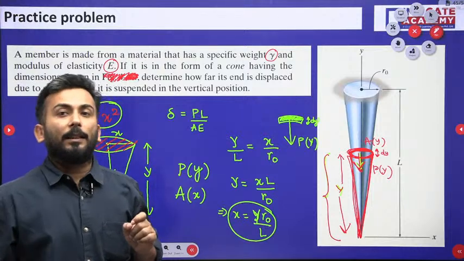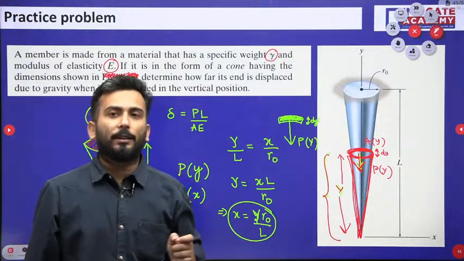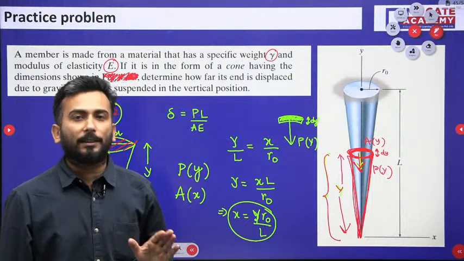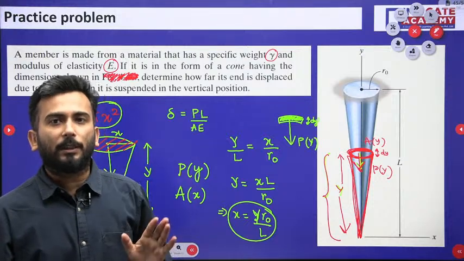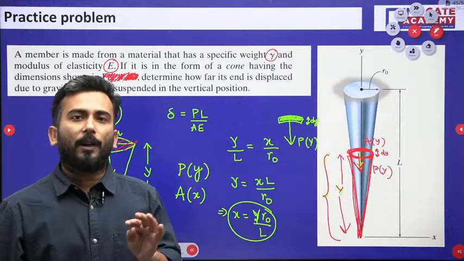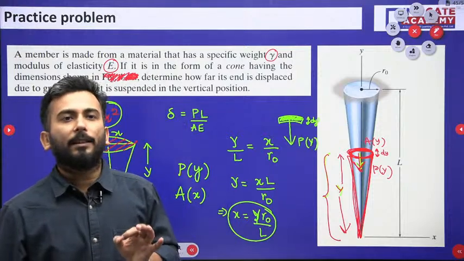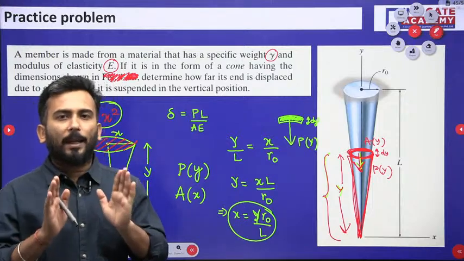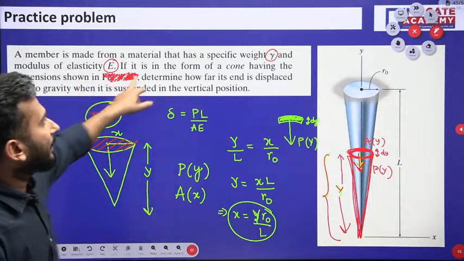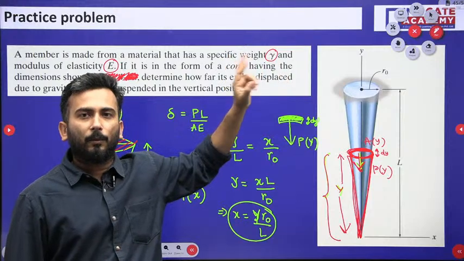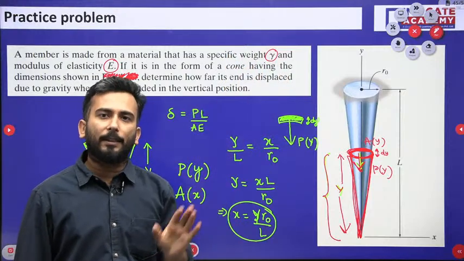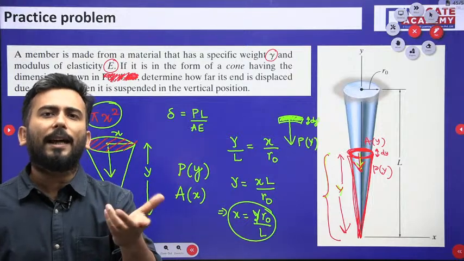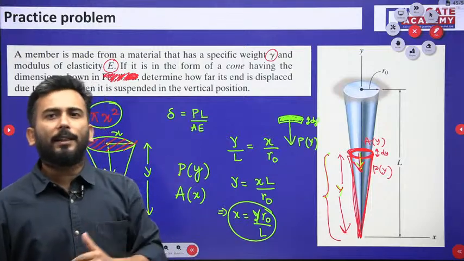Now P of y directly you cannot take W into T. Yes, it will act through the CG. Definitely it will act through the CG. 100% it will act through the CG. But we have to ultimately give the answer in terms of the variables that are given, whatever parameters are given to you. The parameter given is a specific weight which is constant for the material. So if you only multiply the volume of the element, I will be getting the entire P of y. P of y is nothing but the weight.